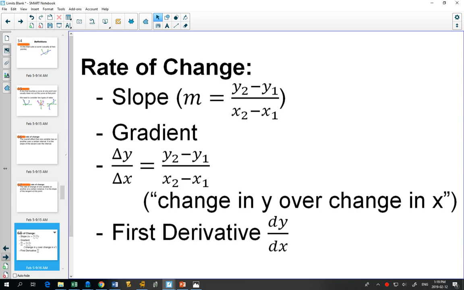And some more symbols. Have you seen this triangle symbol before? What does it mean? Change. Change in y over change in x. And when we're looking at that change in y over change in x, another thing that we use to represent that rate of change is the first derivative, which we can write as dy dx, and we'll learn some other notations for it as well.